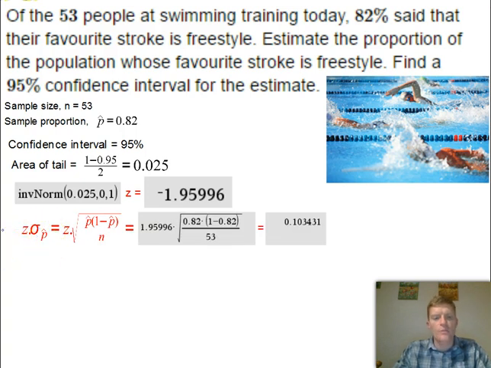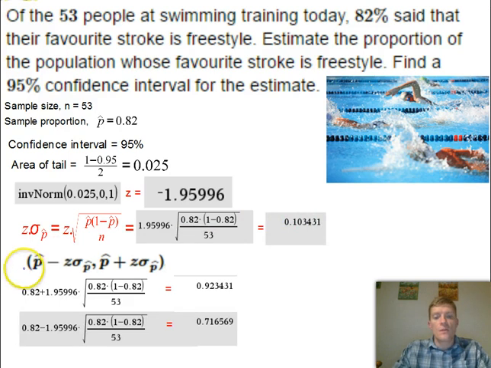Okay, so next step, let's multiply those two amounts together. So the z times the standard deviation, and this is where we use our formula to calculate it. So 1.95996 times the square root of 0.82 times 1 minus 0.82, divided by the sample size 53. And we get this result. Alright, let's put it together in the confidence interval with our p hat 0.82. So we add that amount to 0.82, get this, and we subtract that amount from 0.82. Very good. So there's our two values.